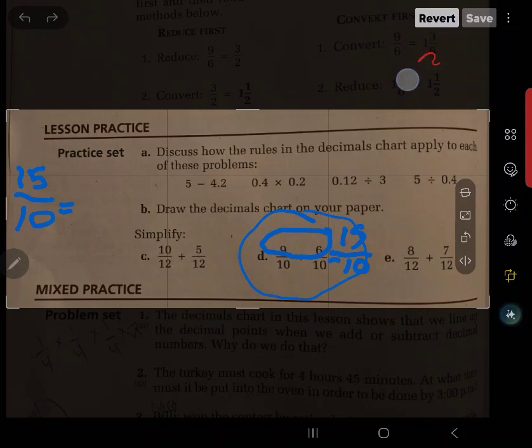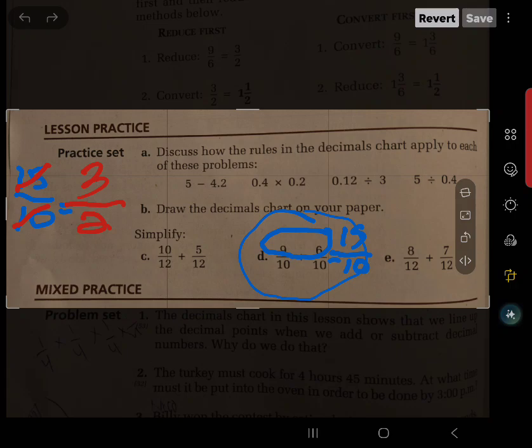Okay, well, hopefully you already know, what can I divide both 15 and 10 by? Well, I can divide 10 by 5, and 10 divided by 5 is 2. And then what if I divide 15 by 5? Well, I get 3. So our new fraction is 3 over 2. So the first thing we did is we simplified that fraction, 3 over 2.